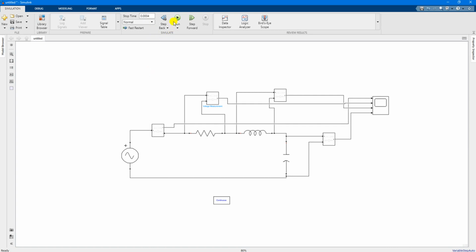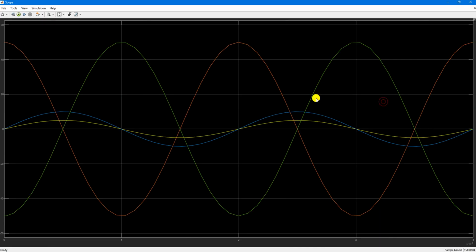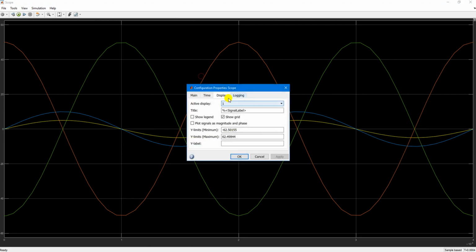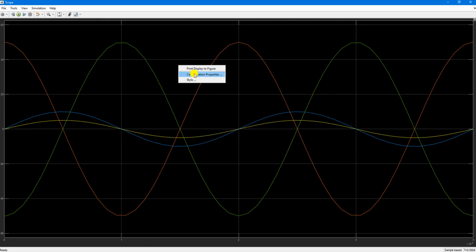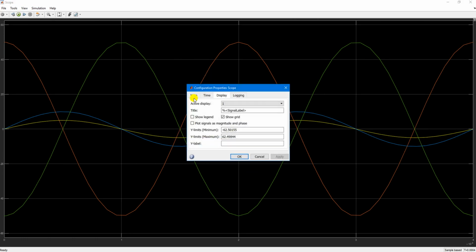Then we are going to click on run like this. Then double click here. You will see all of the signals here. You can go here, right click, configuration properties. Then click on show legend, then apply.